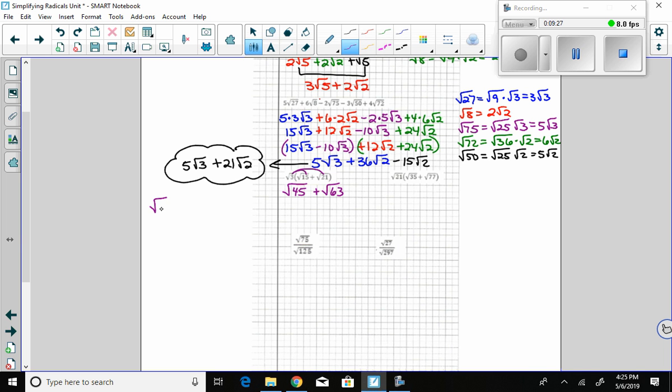The square root of 45, right? That's the same as 9 times 5, right? The square root of 9 times the square root of 5. So 3 root 5.